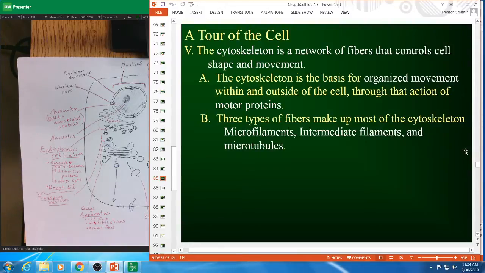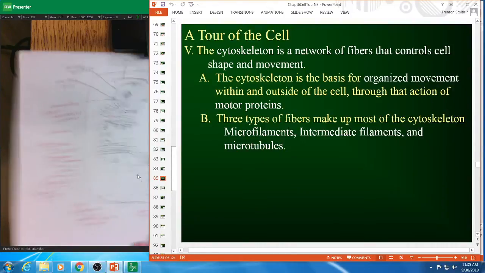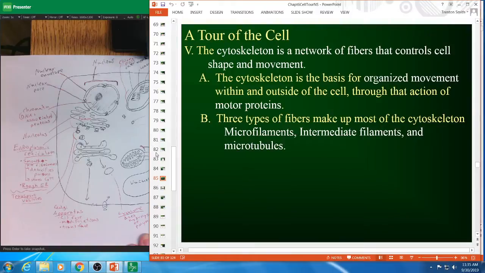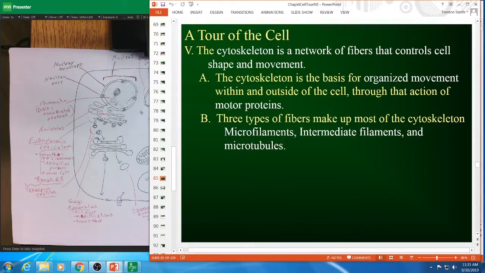But for now, where we had gotten to, we did the structures that help us store and utilize genetic information, the nucleus and ribosomes. We did the endomembrane system with the ER, transport vesicles, the Golgi apparatus and lysosomes, and eventually the vacuole. And then we did energy transforming organelles like mitochondria and the chloroplast. Okay. And so now again to the cytoskeleton.